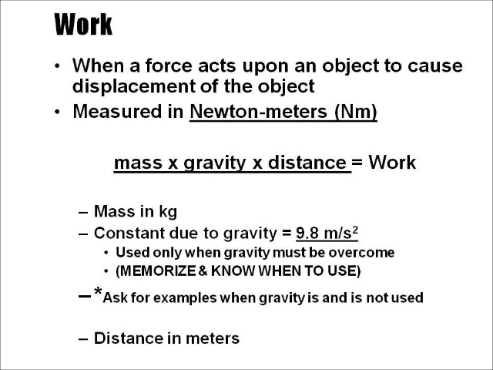First slide, work. Work is when a force acts upon an object to cause displacement of the object. It's measured in Newton meters. The equation for work is mass times gravity times distance. Mass is measured in kilograms. The constant due to gravity is 9.8 meters per second squared, and distance is in meters.